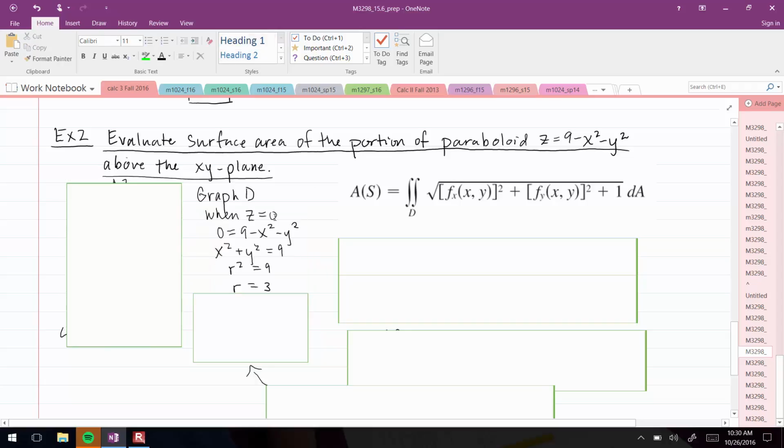So notice above the xy plane, there are a couple of approaches you could take here. You could try graphing the paraboloid. It is z as a function of x and y. If you let z equal 0, for example, you notice that you have a circle with radius 3. So that could help you sketch that. When x and y are 0, you get 9. So it's oriented in this way.